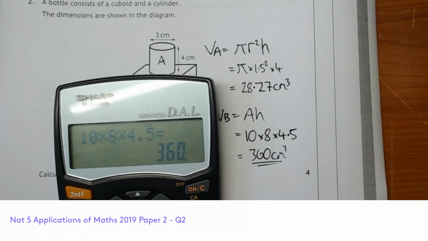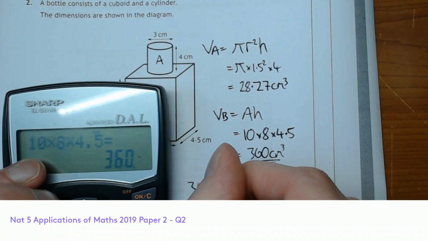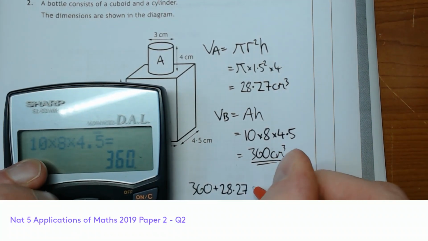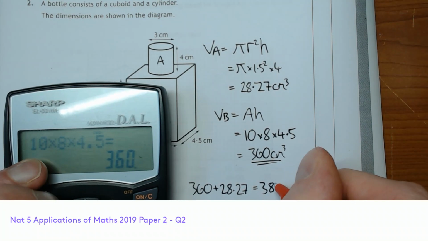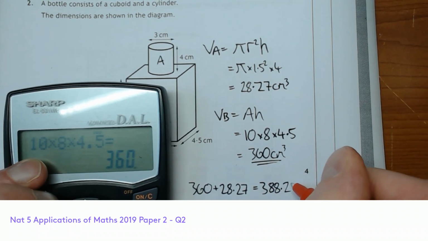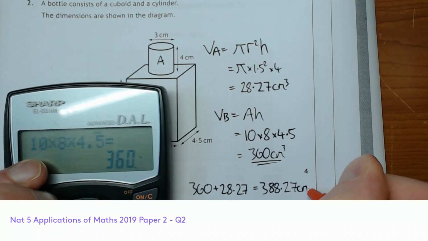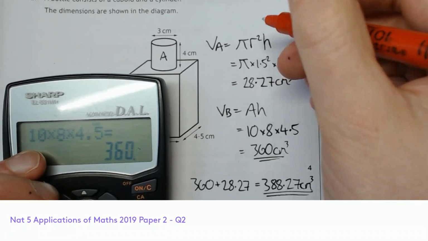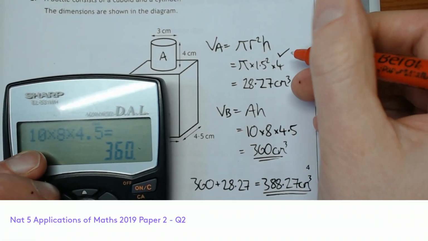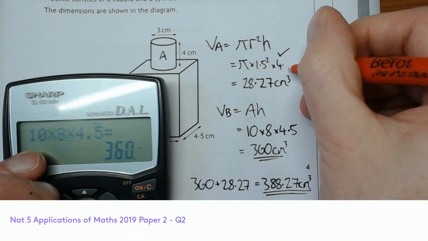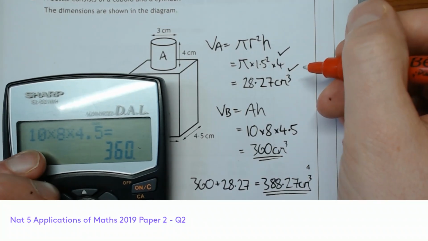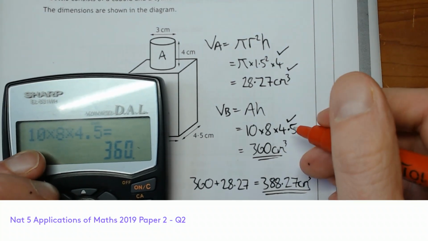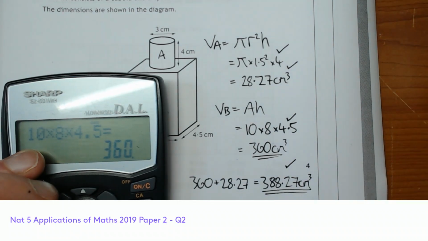Then you just add these together, so that's 360 plus 28.27, and that's 388.27 cubic centimetres. Okay, now how you get your marks is you get 1 mark for substituting the values in the correct formula. Getting an answer is another mark. A mark for substituting the values in, and 4th mark for just tallying them all up together.